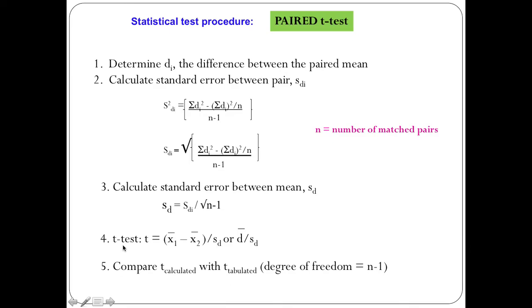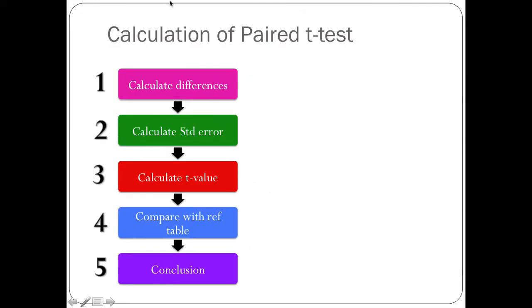And the fourth step, you calculate your t value or the t-test. And finally, you compare your calculated t value with the t value in table 7. Okay, so the degree of freedom is always n minus 1. N is the number of pairs, the total number of pairs in your calculation.